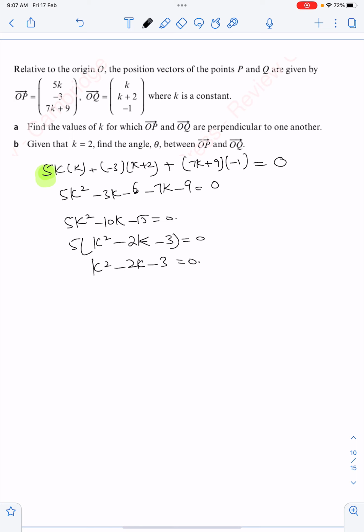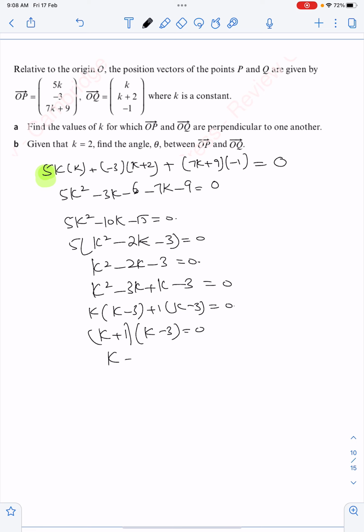Okay, let's break the middle term. K squared minus 3K plus K minus 3 equals 0. K is common: K(K minus 3) plus 1(K minus 3) equals 0. So (K plus 1) is the first bracket, (K minus 3) is the other bracket. The two answers for K are negative 1 and positive 3.